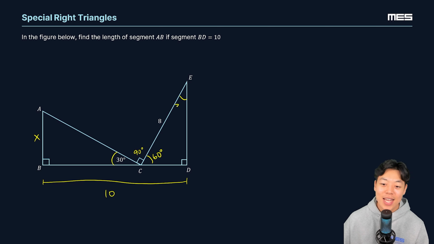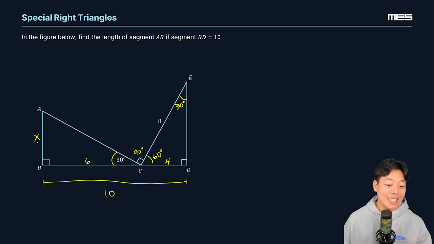What have we just found? A 30, 60, 90 triangle here. The hypotenuse is 8, therefore the shortest leg is 4. And guess what? If the whole BD is 10 and CD is 4, then what is BC? 6. 10 minus 4 is 6. Or in other words, 6 plus 4 is 10. That's how we know BC has to be 6.